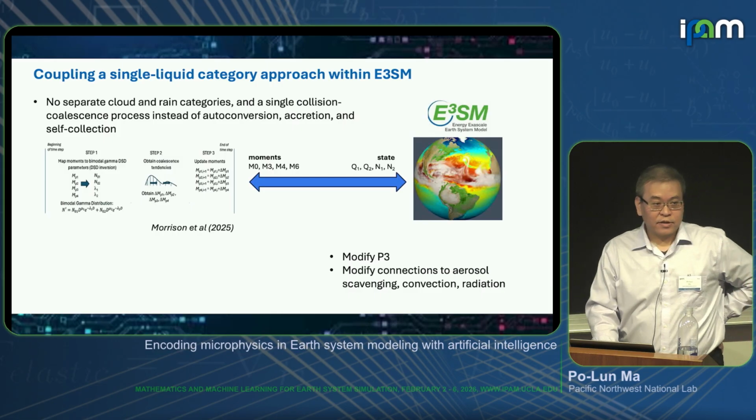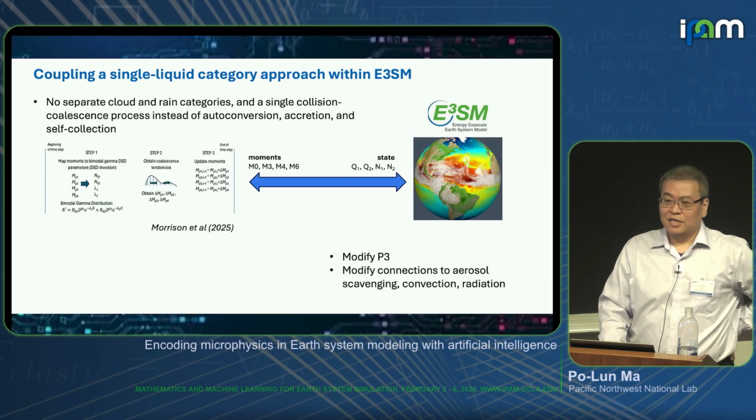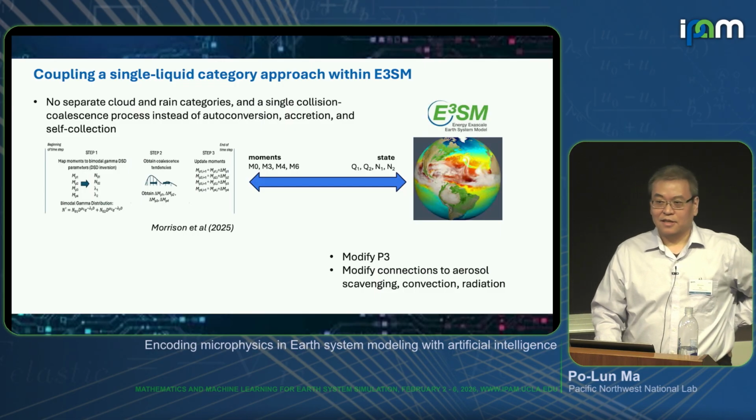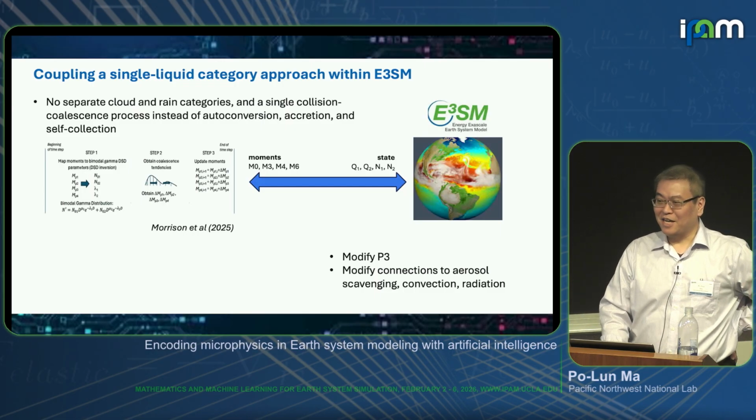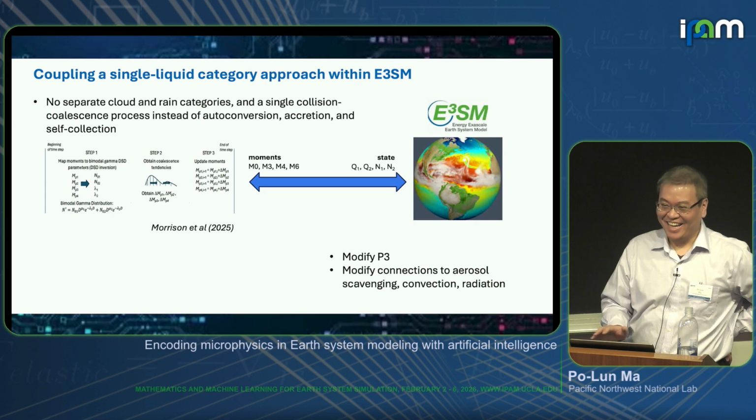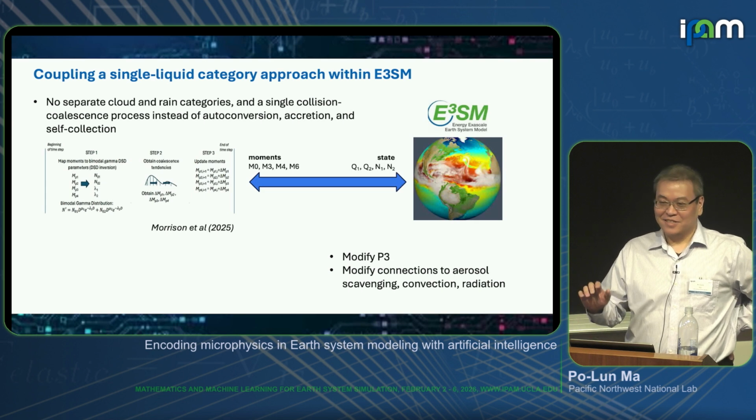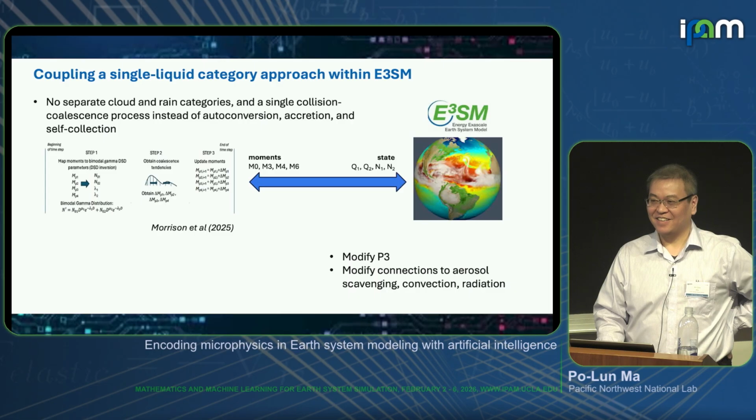So, we have completed the code implementation, and the model compiles and runs. It produces results where the droplet number is 6,000 times larger, which can't be right. And I couldn't figure out what's wrong as of last week, so I can't update you on the results today.